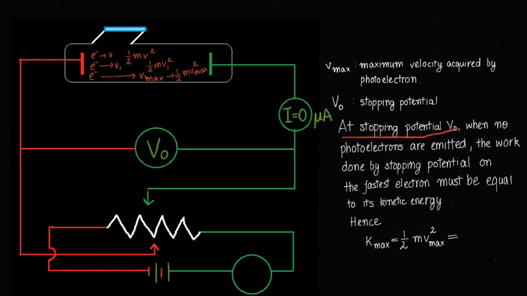At stopping potential V0, when no photoelectrons are emitted, the work done by the stopping potential on the fastest electron must be equal to its kinetic energy. So the maximum kinetic energy K max will be half m v max square. Fine. So how much will be the work done by this stopping potential?